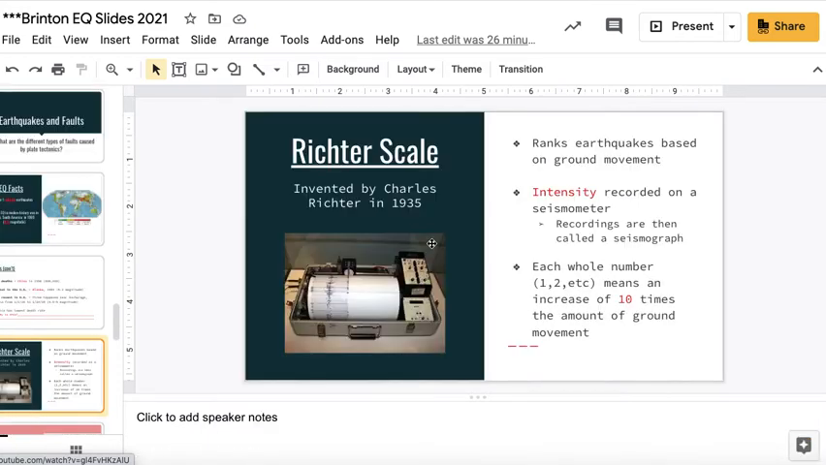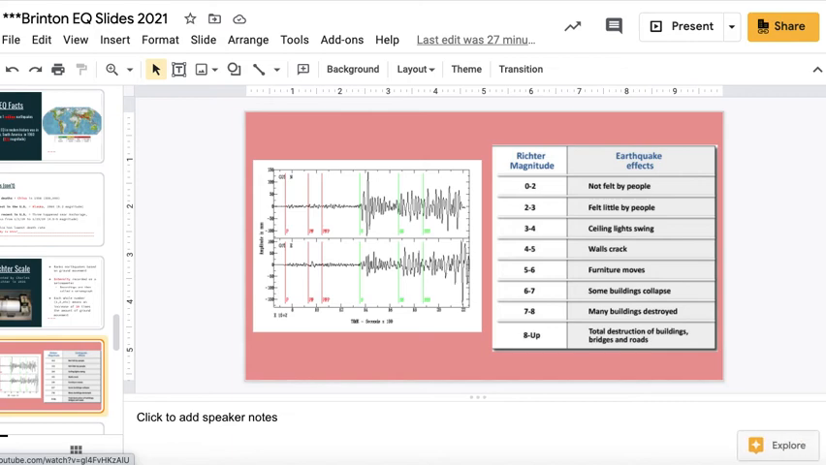Okay, so here we are. We're back with the Richter scale, and it ranks earthquakes based on ground movement intensity recorded on a seismometer. Recordings are then called a seismograph. Each whole number, 1, 2, 3, etc., means an increase of 10 times the amount of ground movement. So this is what we mean when we talk about intensity.